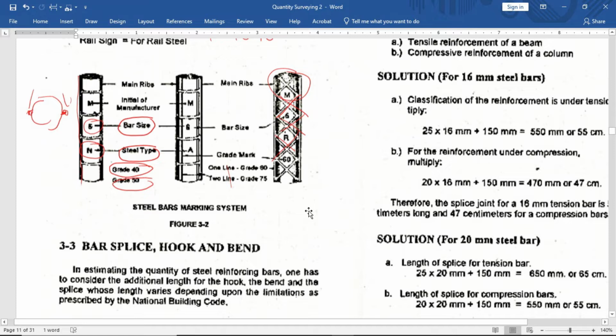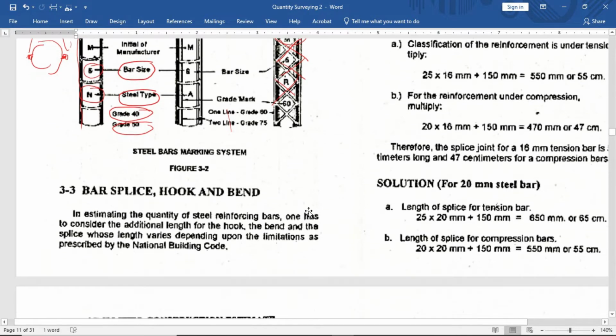So, punta tayo sa bar splice, hook, and bend. In estimating the quantity of steel reinforcing bars, one has to consider the additional length for the hook, the bend, and the splice. So, aralin natin kung ano yung hook, ano yung bend, tsaka ano yung splice, whose length varies depending upon the limitations as prescribed by the National Building Code. So, meron tayong sinusundan na limitations based sa National Building Code of the Philippines.